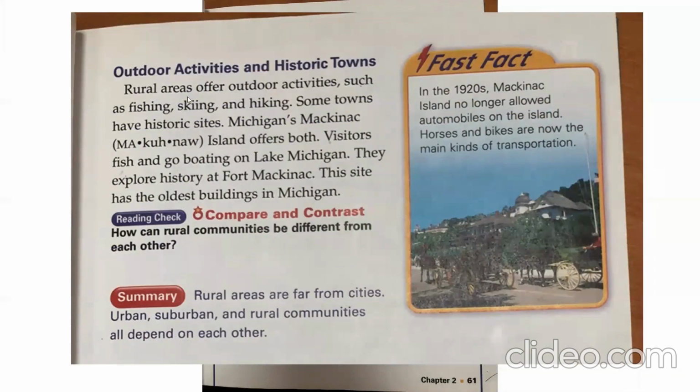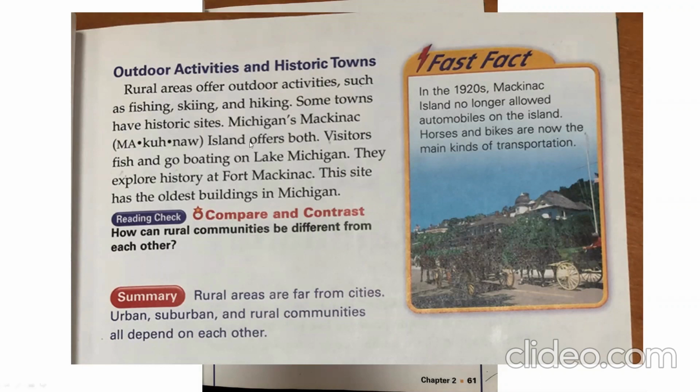Rural areas offer outdoor activities such as fishing, skiing, and hiking. Some towns have historic sites. Here we're going to look at Michigan's Mackinac Island that offers both, right? So in winters, this place offers skiing, and in summers it offers hiking and fishing trips, and it's a gorgeous place, and people go there for family vacations.